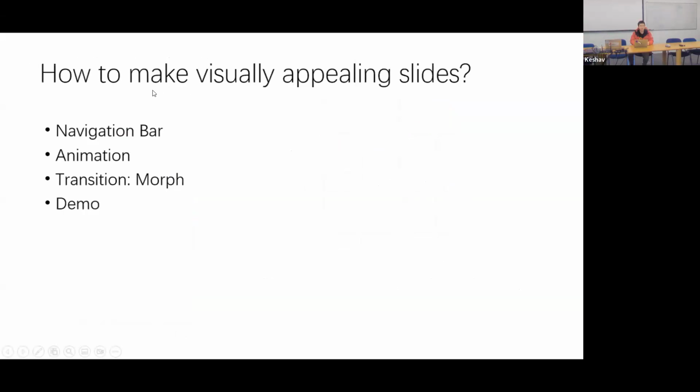Right now we're going to the main topic today: how to make visually appealing slides. Because like I mentioned before, this is not a systematic tutorial. I can just show you some special tricks that I use. Here I put 3 of them. The first is the navigation bar, the second is how to add animation, and the last is the transition. It's called Morph, and I will use it intensely. It's really useful.